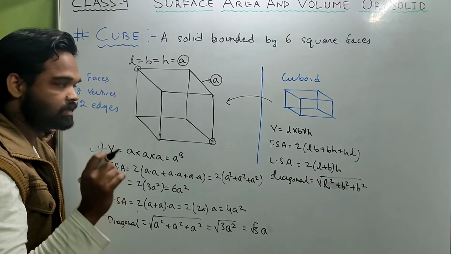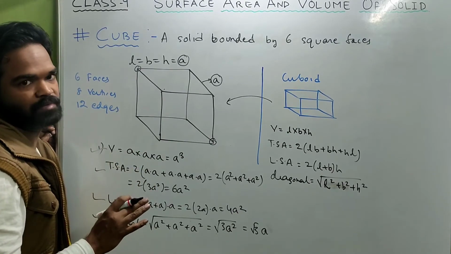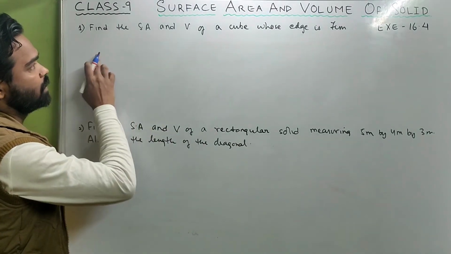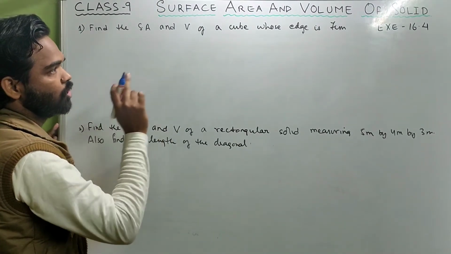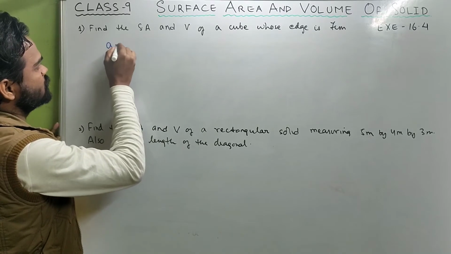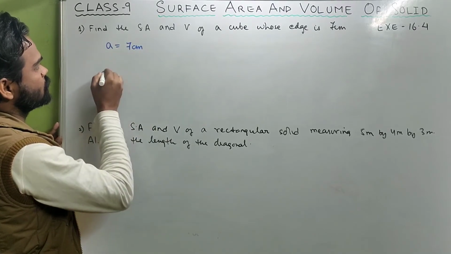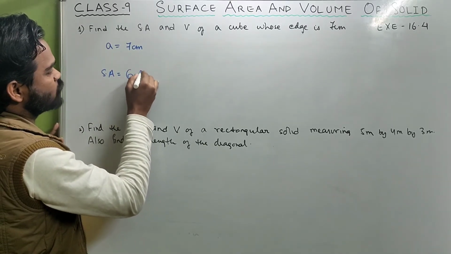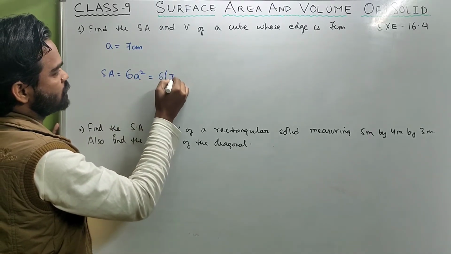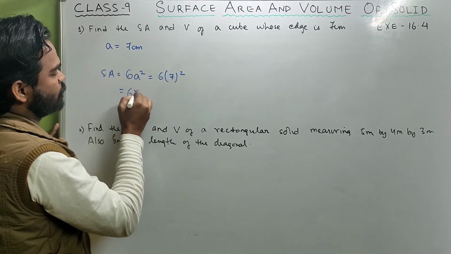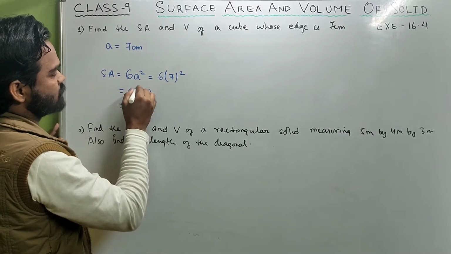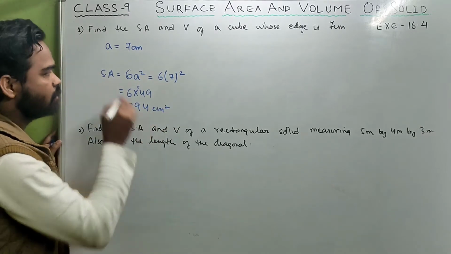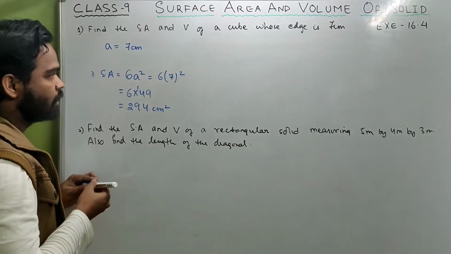Now let us solve some sums on this chapter. Now let us solve sums from exercise 16.4 ML Aggarwal. The first sum. Find the surface area and volume for a cube whose edge is 7 centimeters. So the edge is given as 7 centimeters. So we know total surface area in this case is 6A square. So that's 6 into 7 square. That's 6 multiplied by 49. 6 nines are 54. This is 294 centimeter square. Done. Very simple. Okay. Now volume.